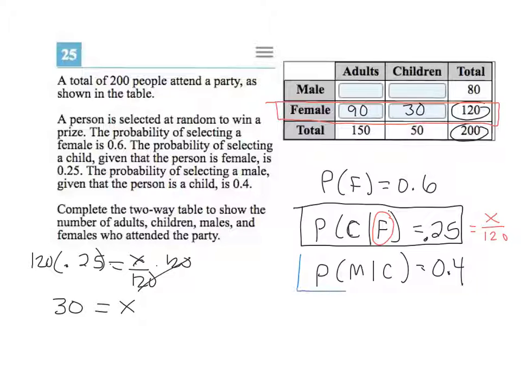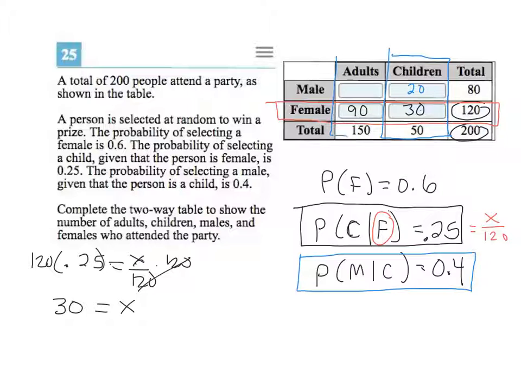Okay, secondly, let's look at this table. It says the probability they are a male, given they are a child, is 40%. So basically, we know they are a child. Now we could use that probability, or, since we have this row total, there's probably an even easier way to do it. We know there's 50 total, there's 30 given, so I know this has to be 20.